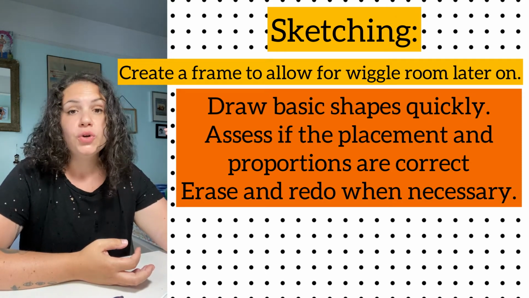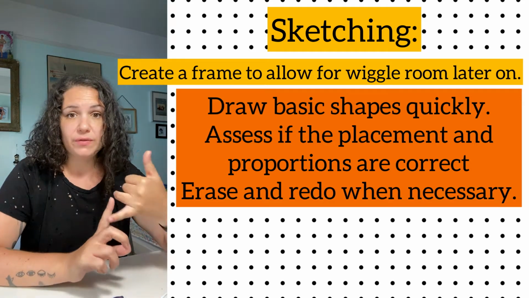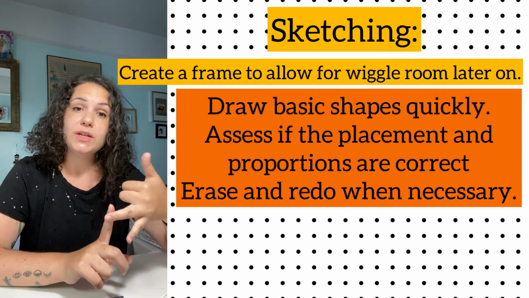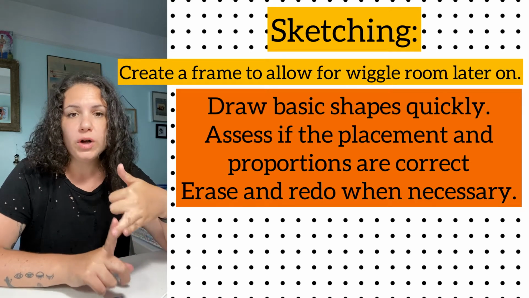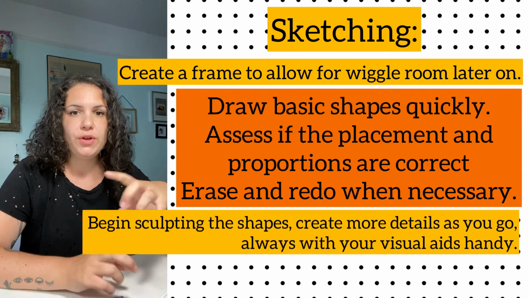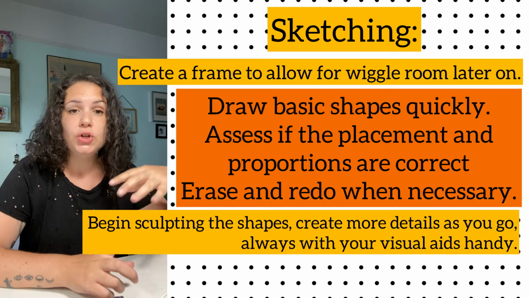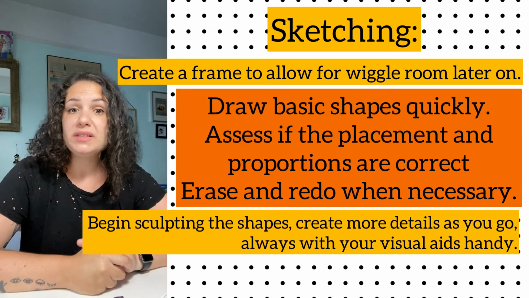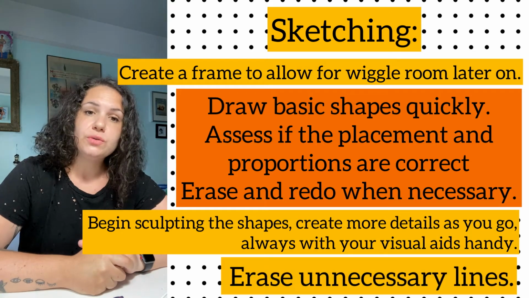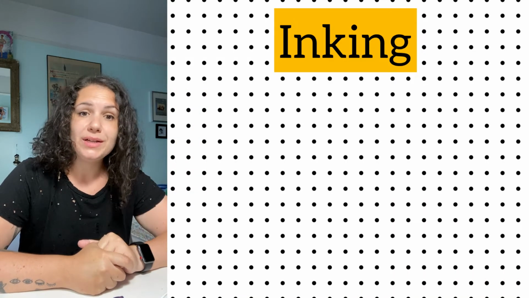It doesn't matter. We're using those to make sure that we have enough space for everything in our drawing and to make sure that they're placed in the center or properly on our paper. Once you have the basic shapes down and you know that you have enough space and that they're placed properly, you can start sculpting in and adding more and more detail as you go until you're really satisfied with your drawing. Then you're going to erase unnecessary lines and you're ready to start inking.